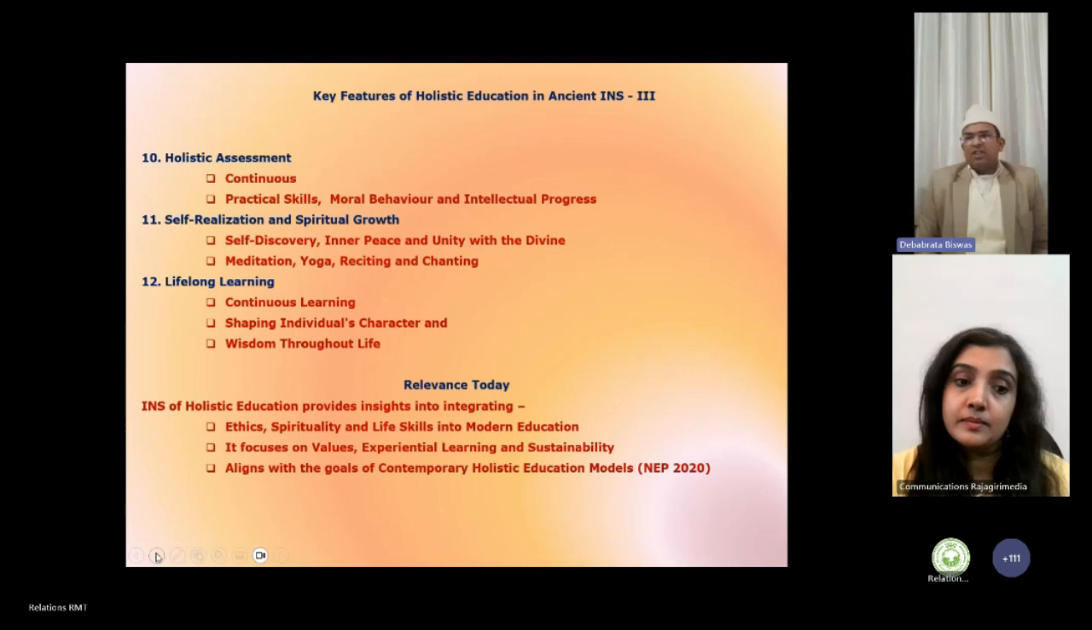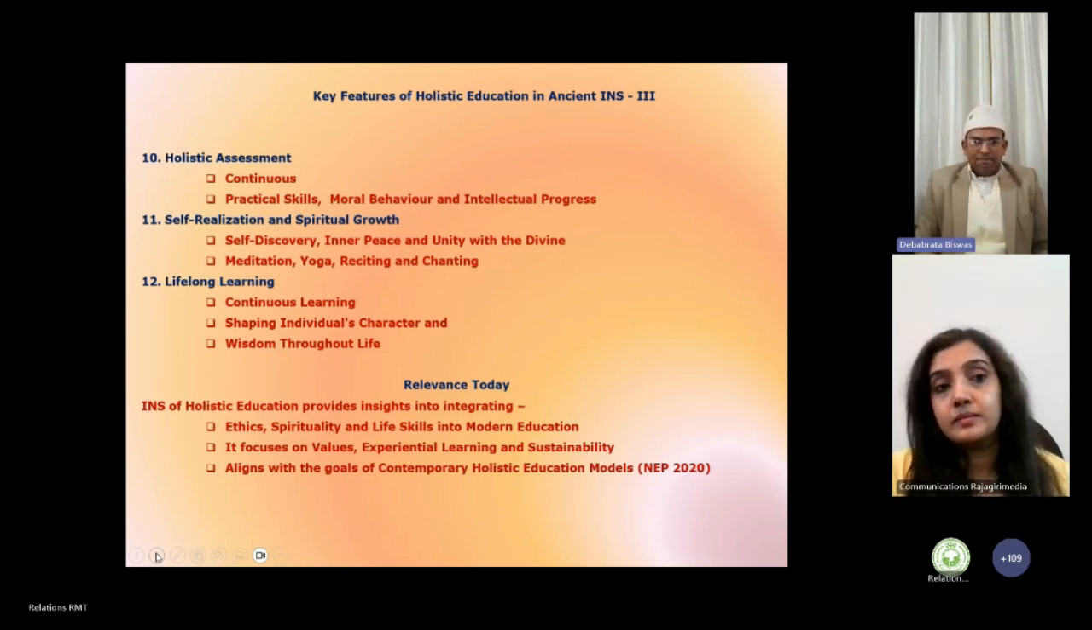So these were the features of holistic education in the Indian knowledge system, and we can see these systems, these approaches are still relevant, and those are all reflected in one way or another in our present NEP. So all the words are there. Next slide, ma'am.